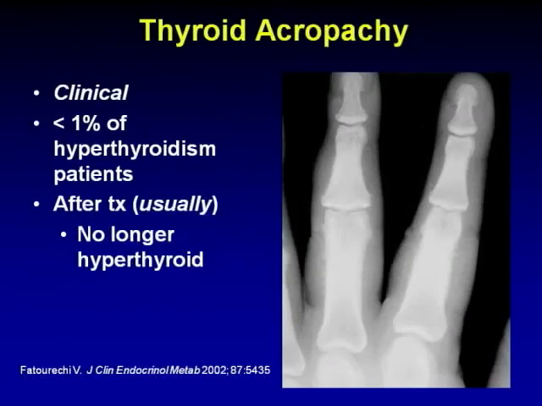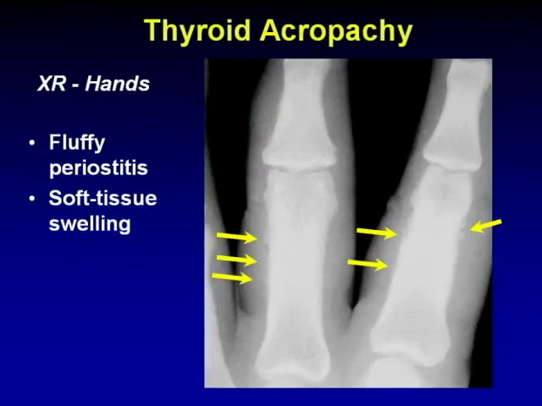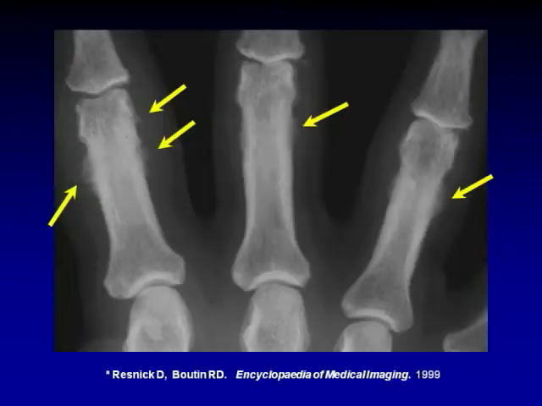Although unusual, there is something that bone radiologists like called thyroid acropathy. It's not very common, occurs in only up to 1% of hyperthyroidism patients, and then usually only after they're treated and no longer hyperthyroid. The features of this condition are fluffy periostitis with soft tissue swelling that is actually considered pathognomonic. Here, another example of thyroid acropathy, that stubbly periosteal reaction, particularly involving the proximal phalanx with some soft tissue swelling.